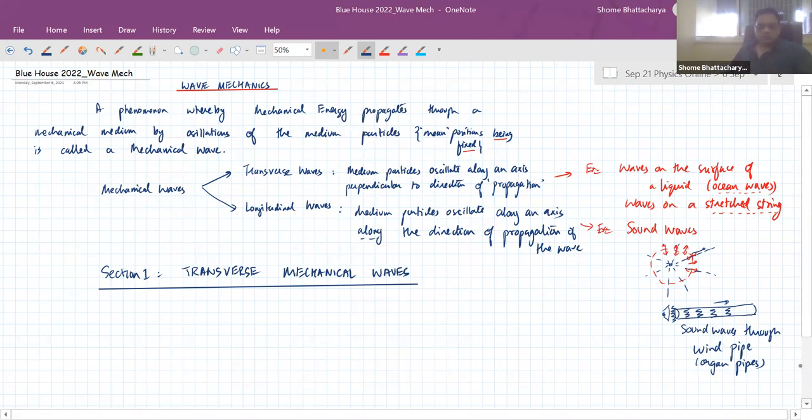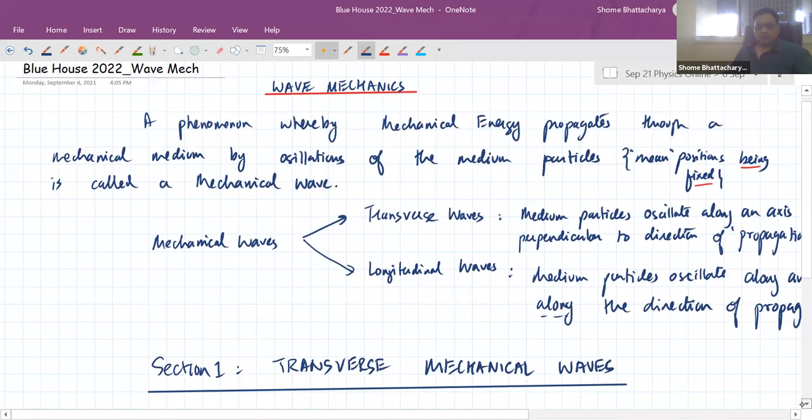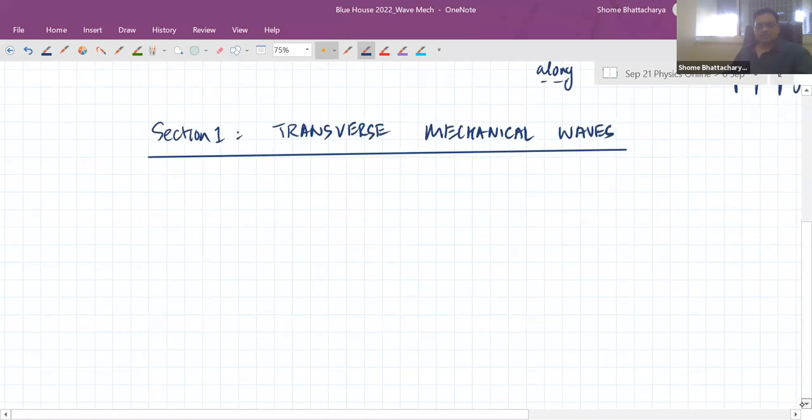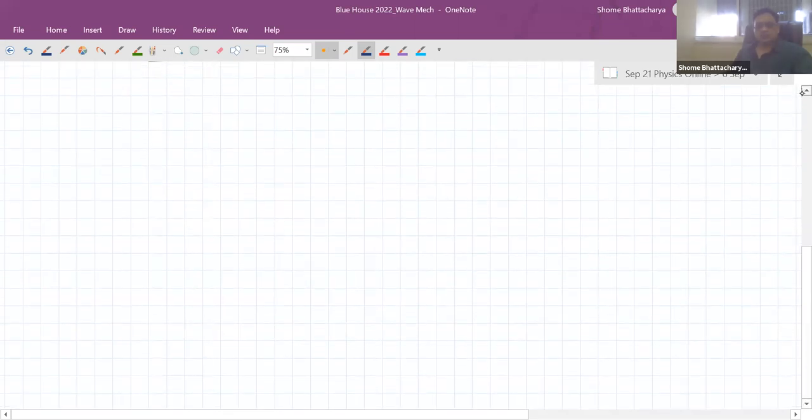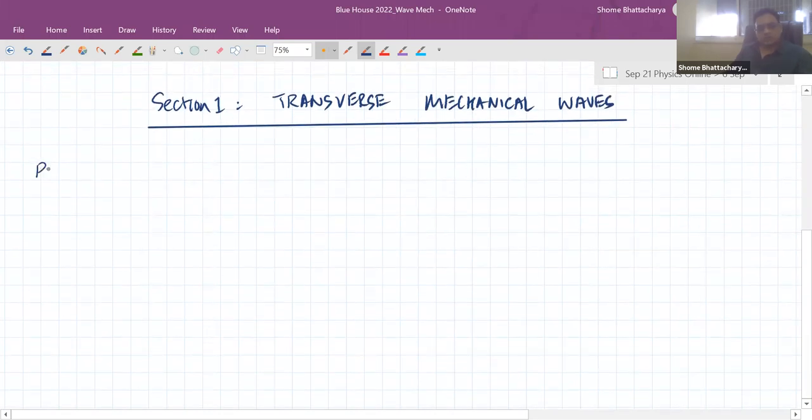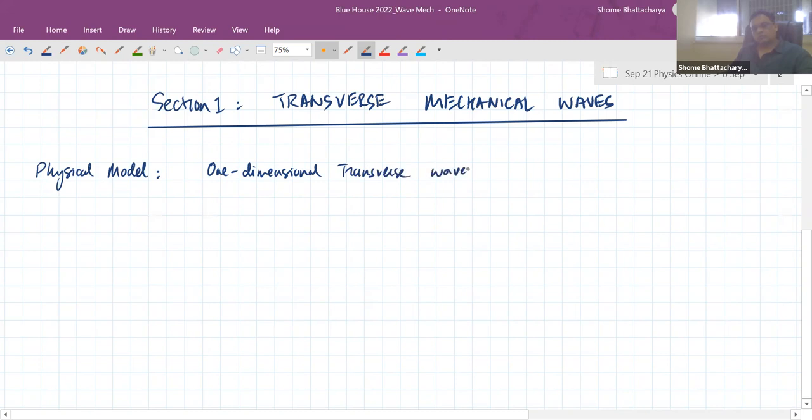Okay, so let's come to this part now. Transverse mechanical waves. So as I said, the physical example or the physical model of this that we'll study will be vibrations of a stretched string. So this is our physical model.